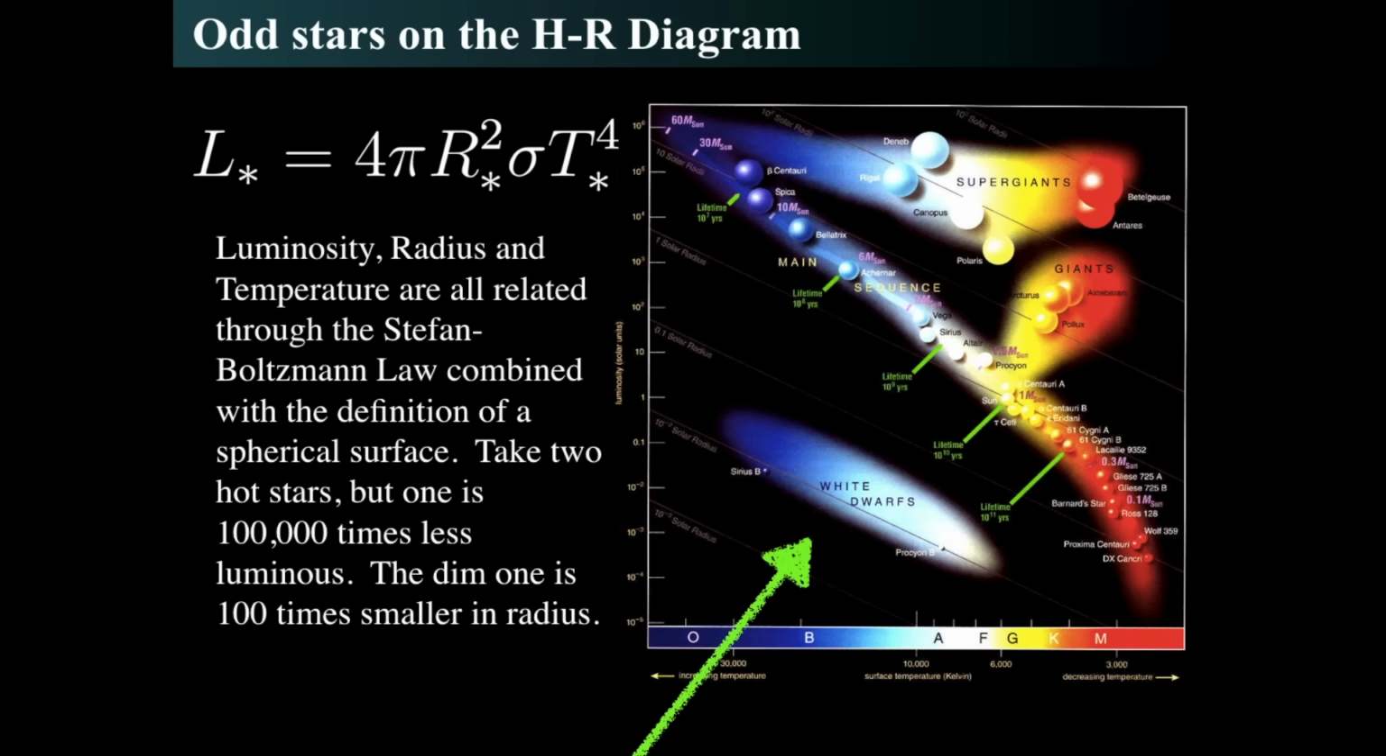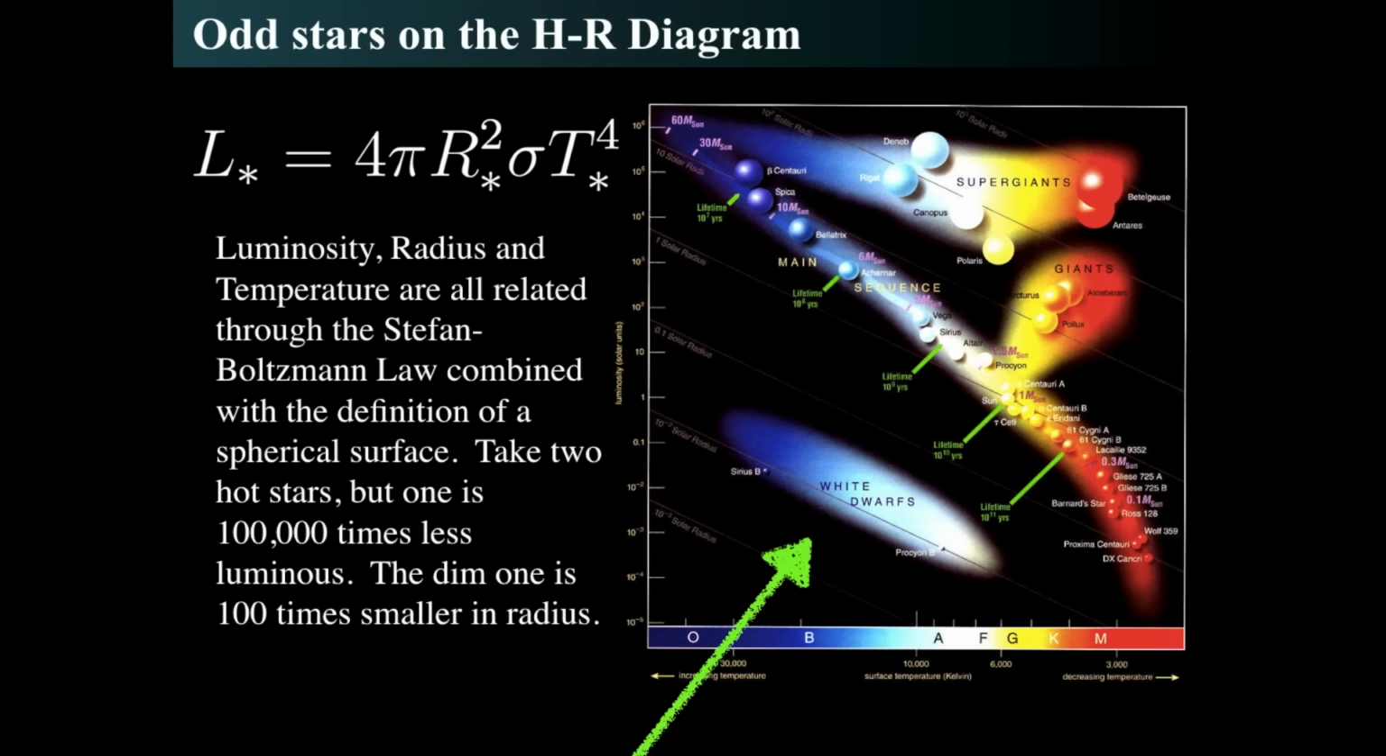So what we have is T sub star, which is the surface temperature of the star, R sub star, which is the radius of the star, and L sub star, which is the luminosity of the star. If we multiply the surface area of the star, 4 pi r squared, times sigma T to the fourth, which is how much energy is being emitted per square meter on the surface of the star, we get the luminosity. If it's a really, really small star, then it can be really hot and still be underluminous, and those are the white dwarfs.